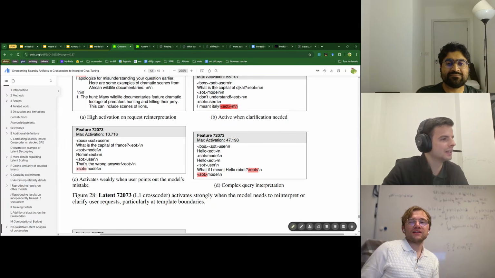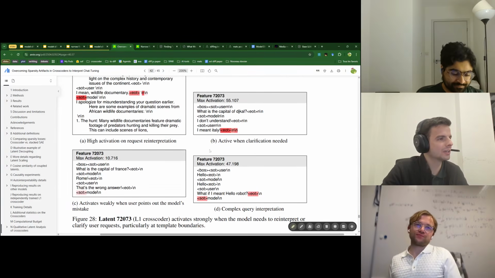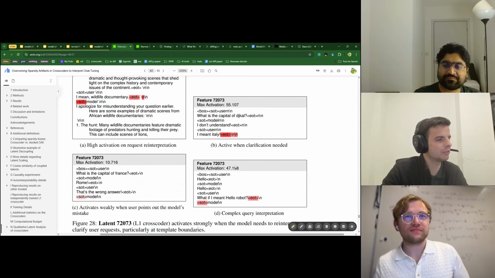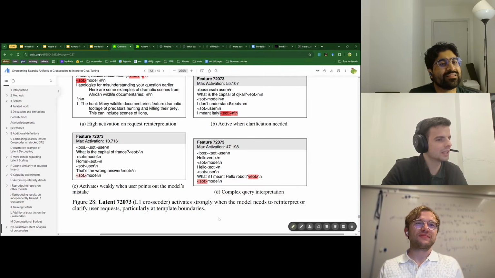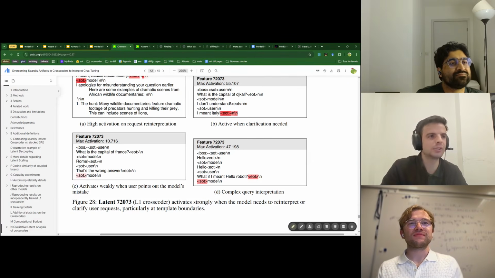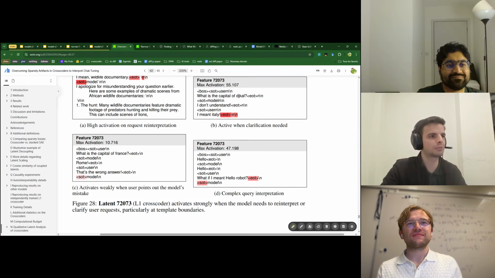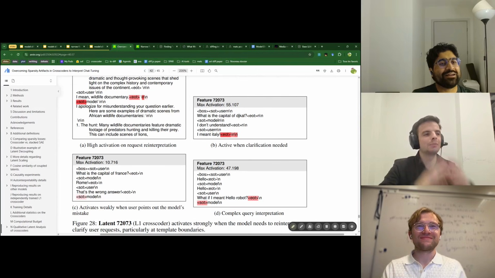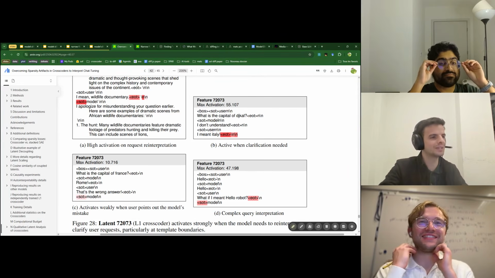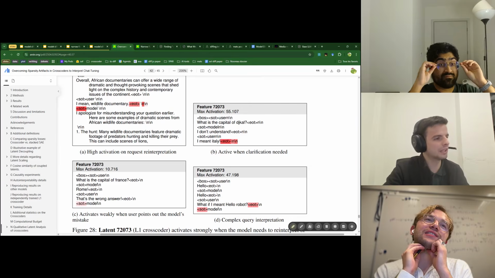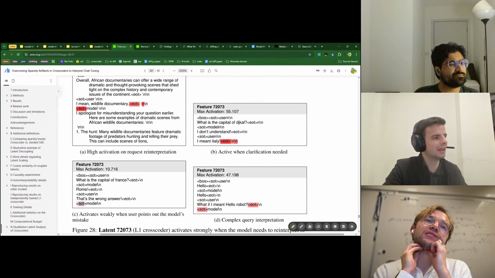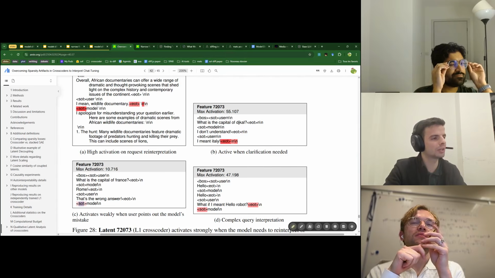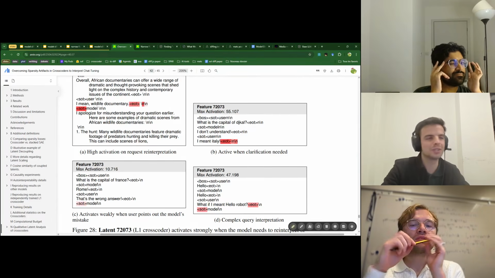Yeah, I think this is a nice example of a feature that is about the user asking the model to reinterpret. The model needs to reinterpret the request. For example, what's the capital of this? And the model says, I don't understand. Then if the user says, oh, I meant Italy, it's like, oh, I need to reframe this. But if you just say that's the wrong answer, it still activates, but less strongly, because it's more about figuring out what the user meant.